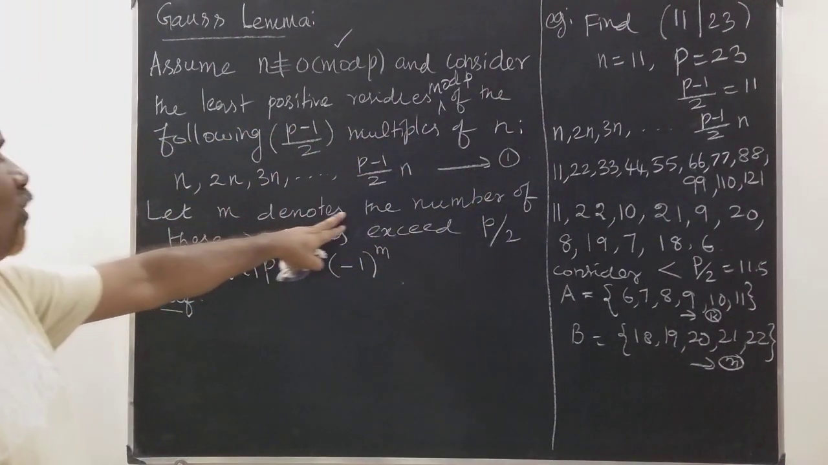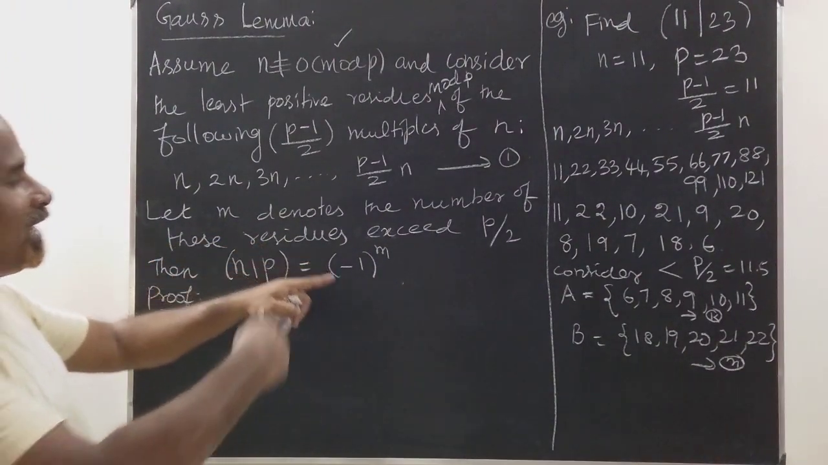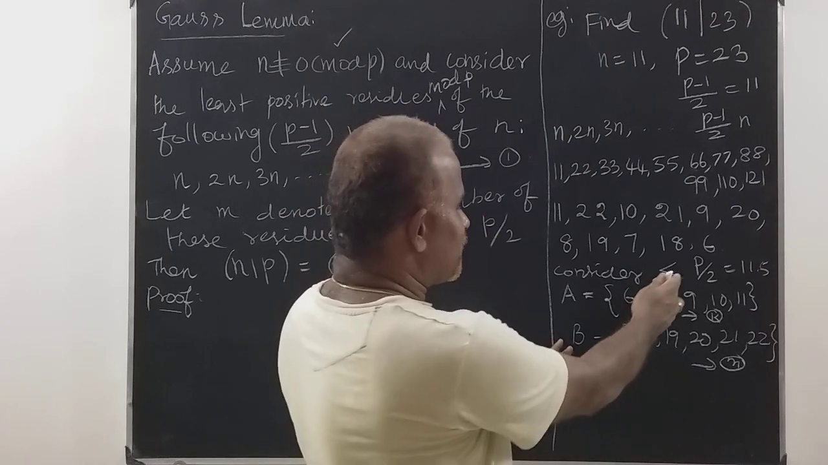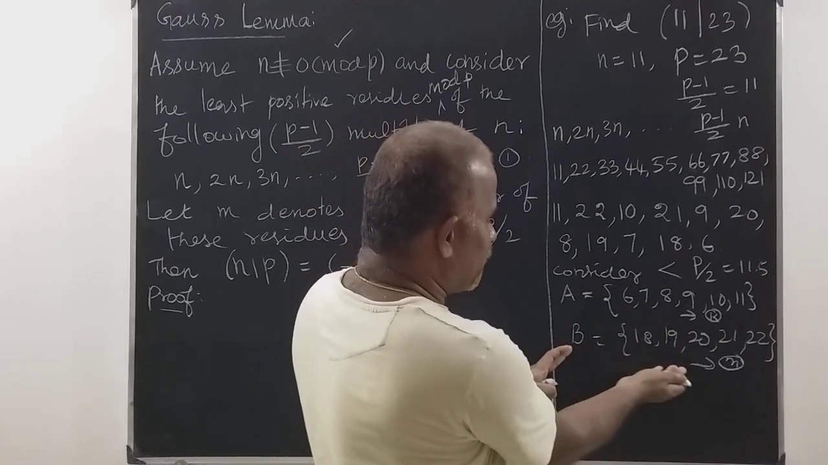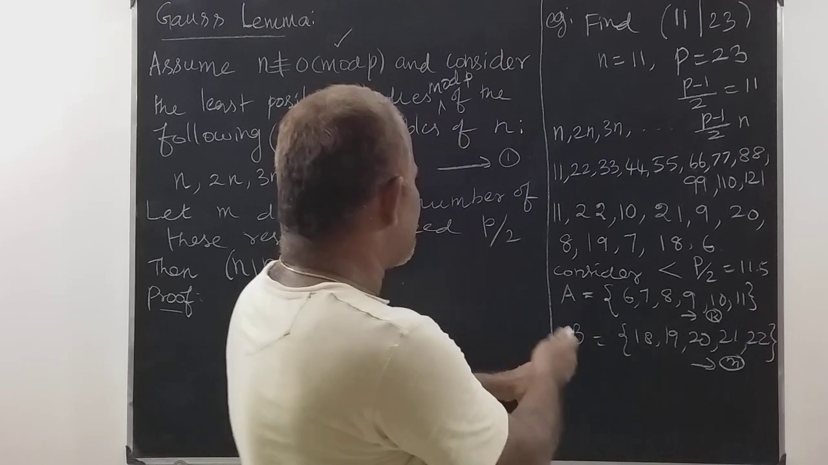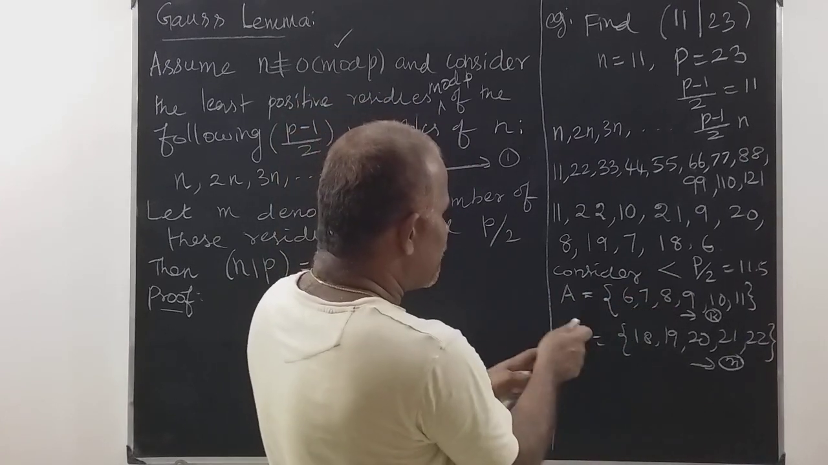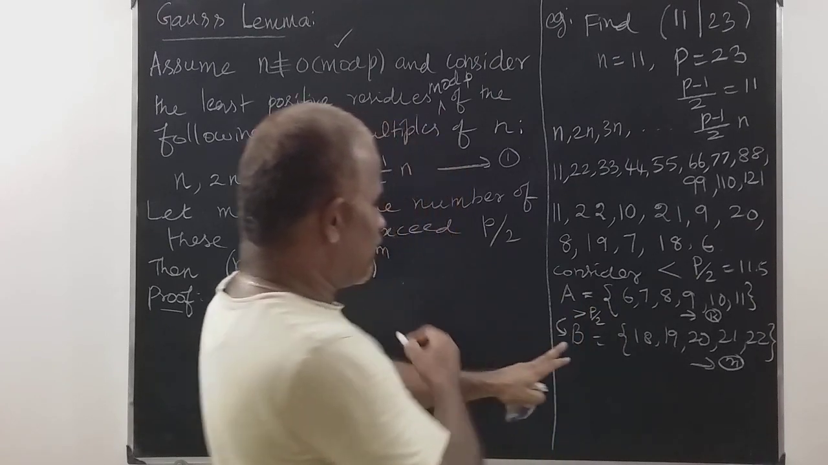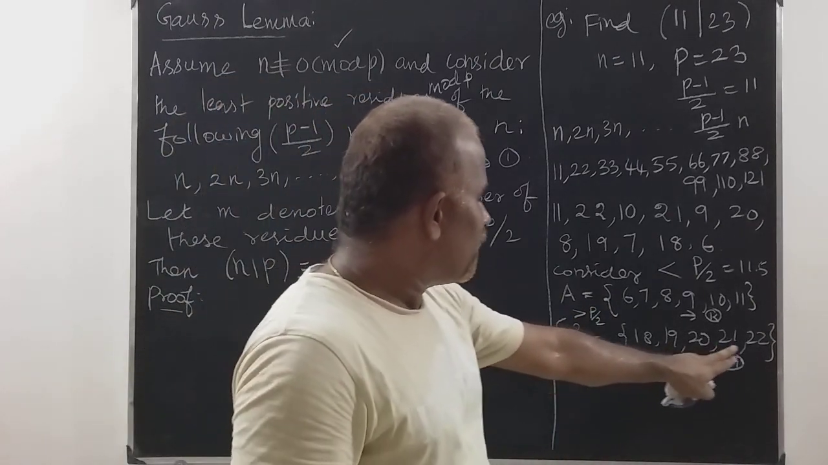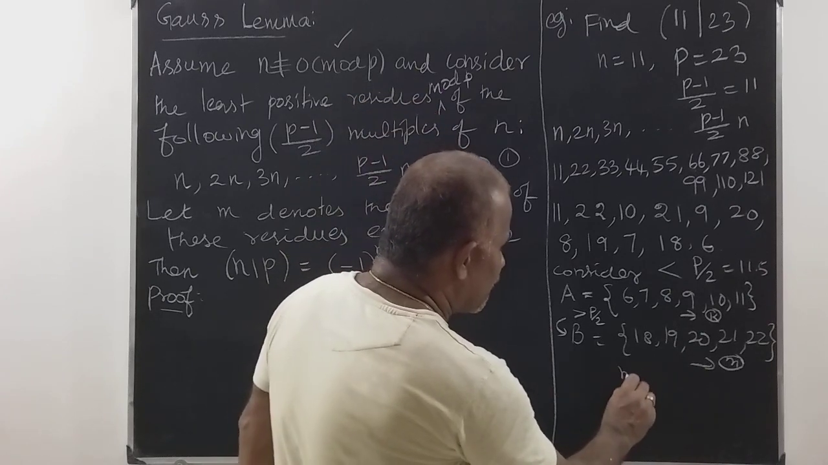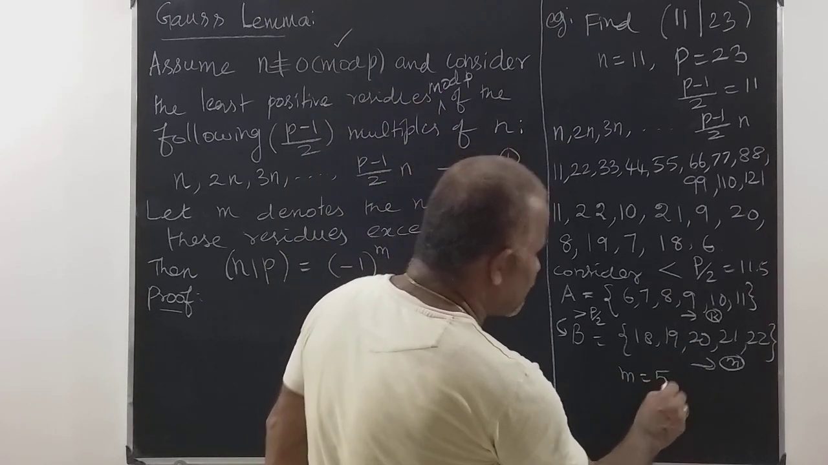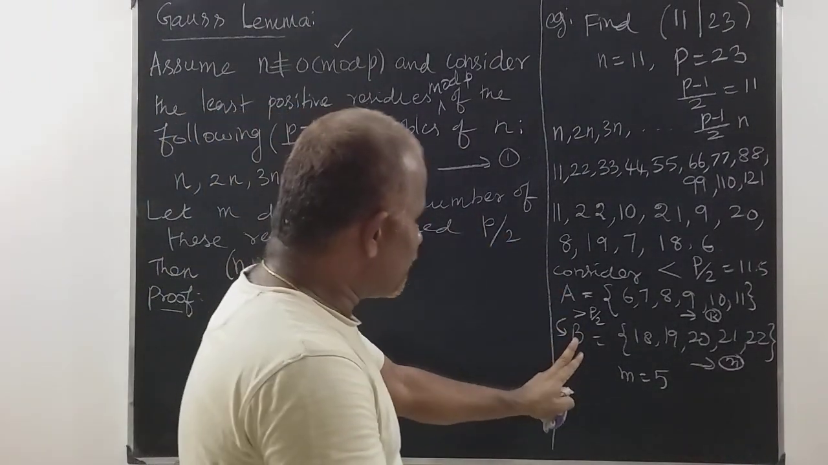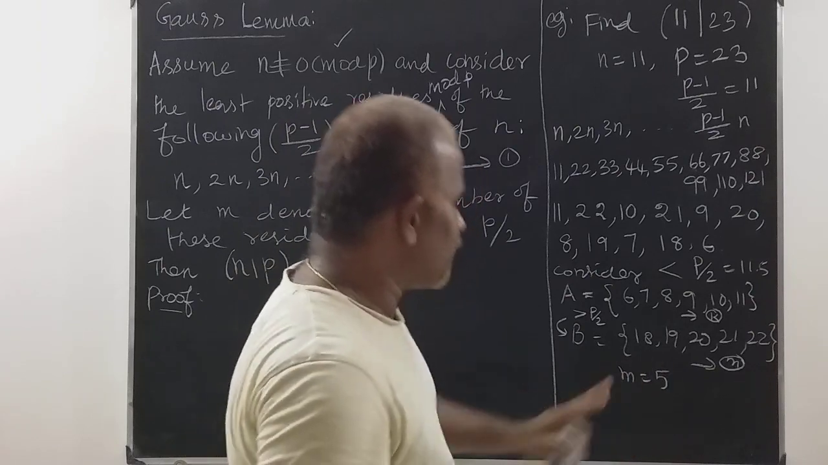Let m denote the number of these residues that exceed p by 2. Exceed p by 2 means what? Set B. So this set is less than p by 2, and B is greater than p by 2. So how many numbers are there? Here m is equal to the number of these residues that exceed p by 2, which is nothing but n of B. n of B is nothing but 5.